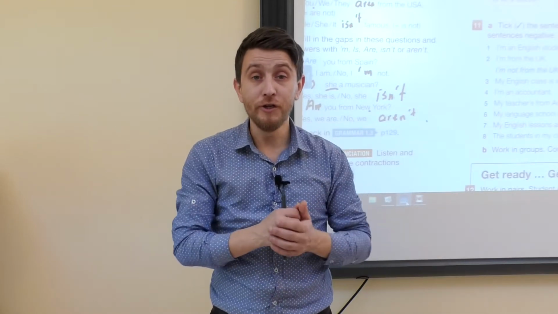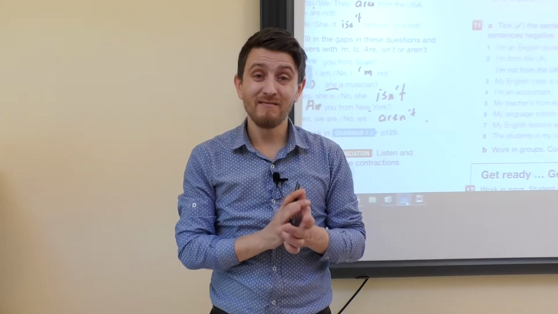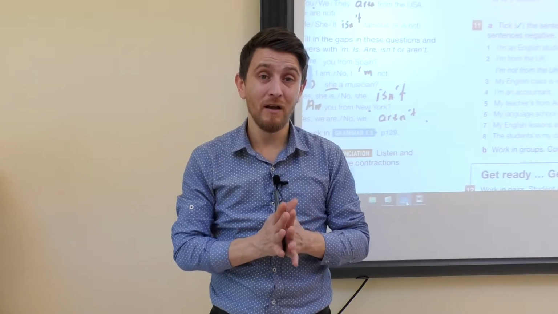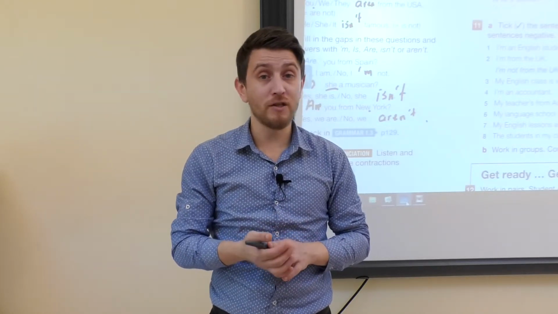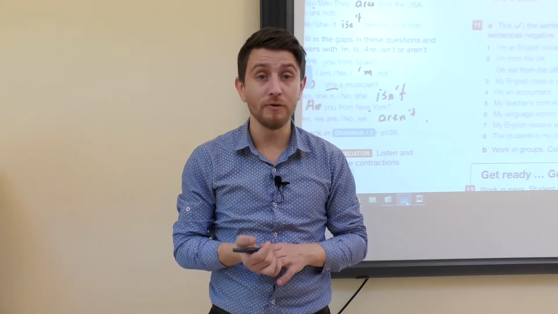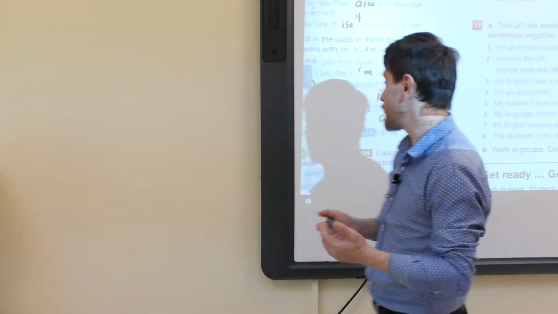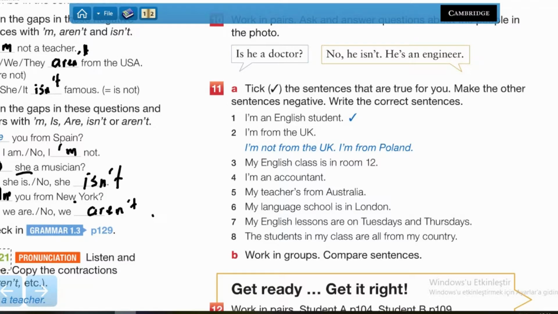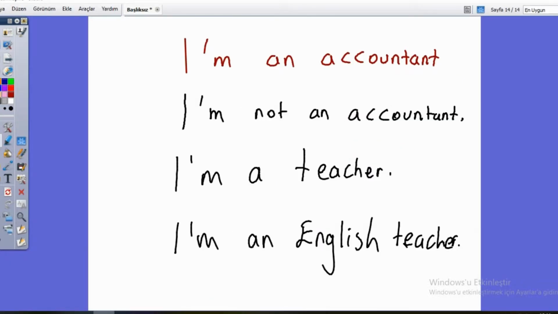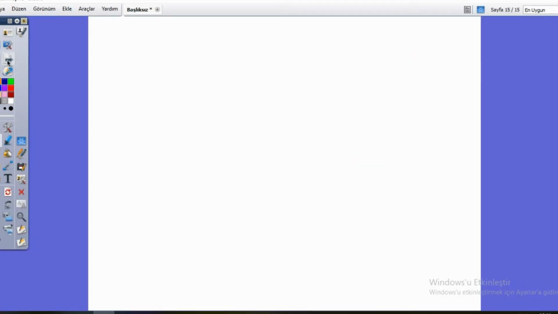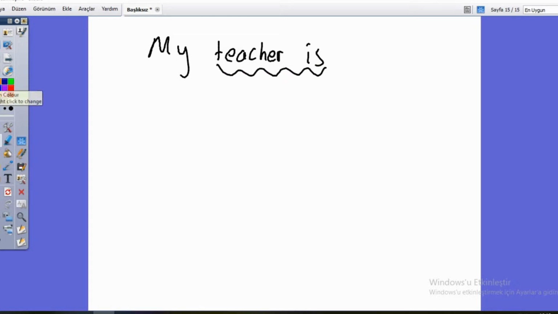The next one, my teacher's from Australia. My teacher, yes, I have also, of course, a teacher. But she isn't from Australia. She's from Turkey. So my teacher isn't from Australia. My teacher's from Turkey. Let's write it. So my teacher is, well, we use short forms. Always use contractions. My teacher is singular, so we use short forms, as we said, contractions.